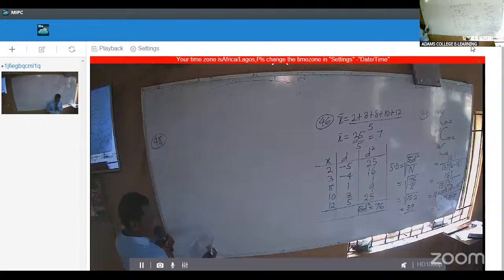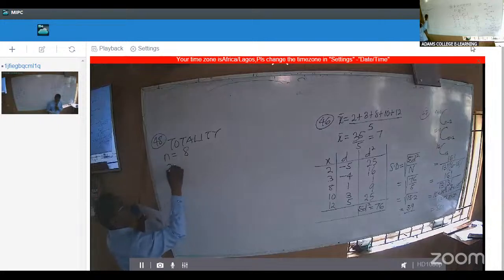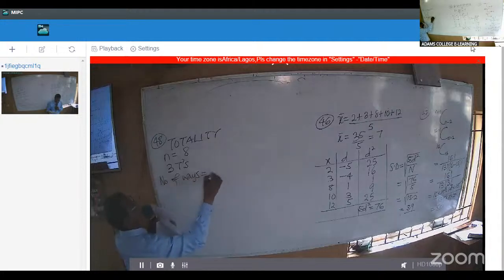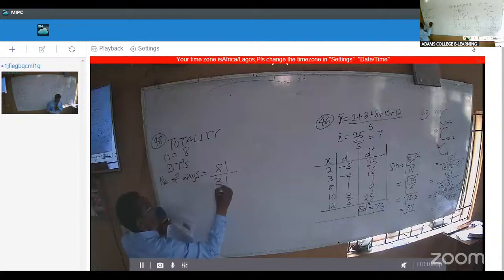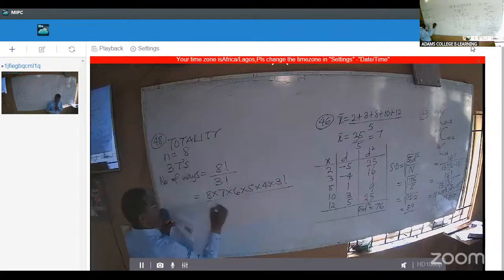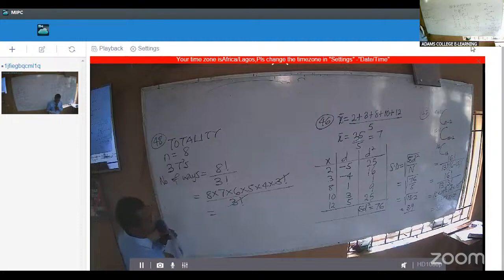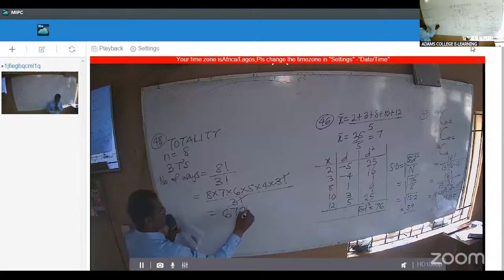In how many ways can the letters of the word totality be arranged? How many letters are there in totality? 8. Any repetition? 3 T's. So the number of ways will be 8 factorial over 3 factorial. Let's go. That would be 8 times 7 times 6 times 5 times 4 factorial over... cancel. What is 8 times 7 times 6 times 5 times 4? 6,720. Very good.